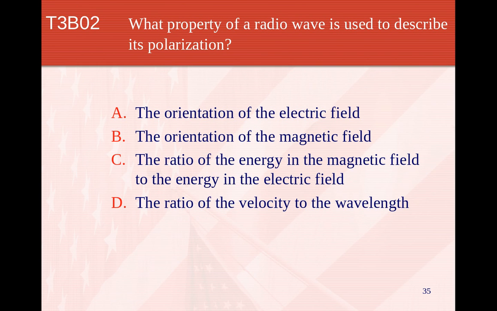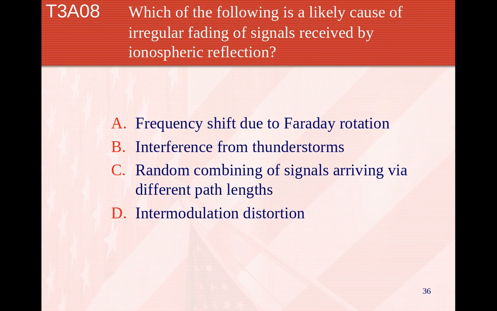What property of radio waves is used to describe its polarization? The orientation of the electric field. Which of the following is likely to cause irregular fading of a signal received by ionospheric reflection? Random combination of signals arriving via different path lengths.